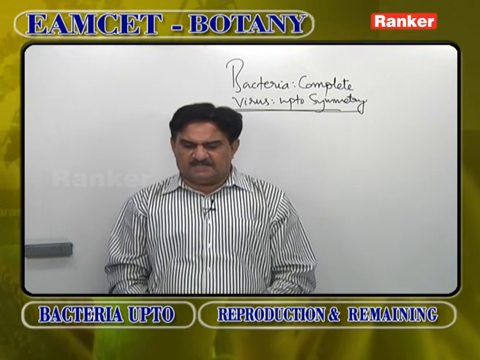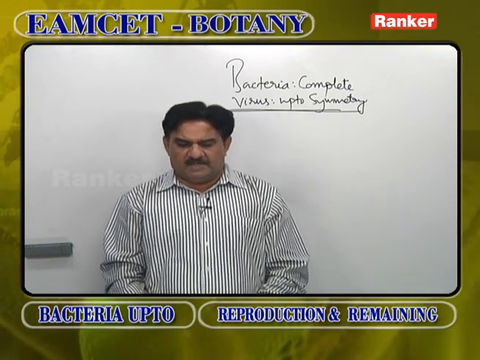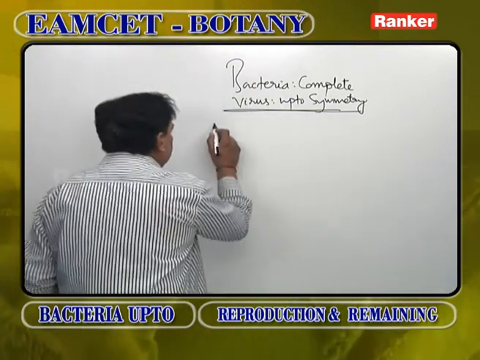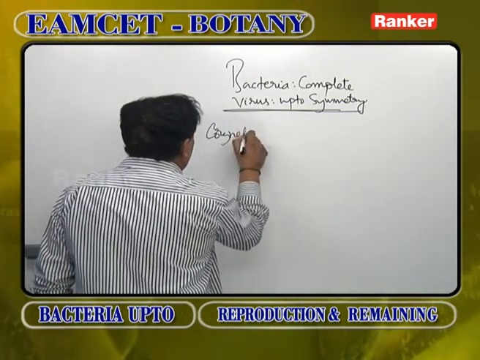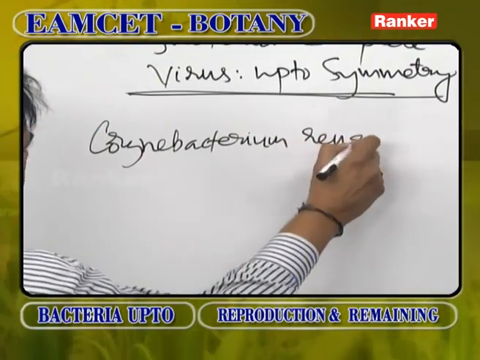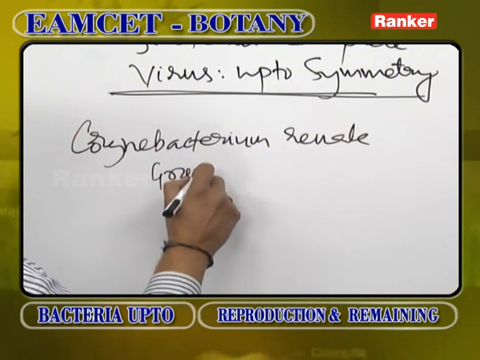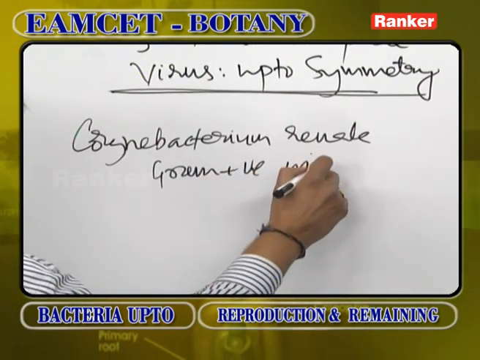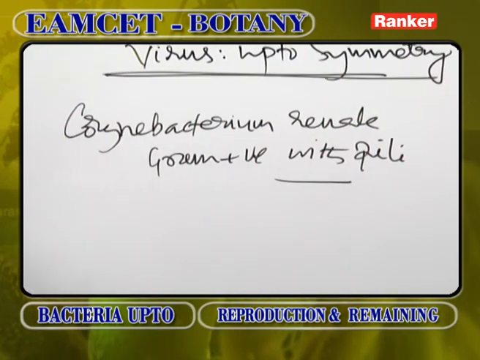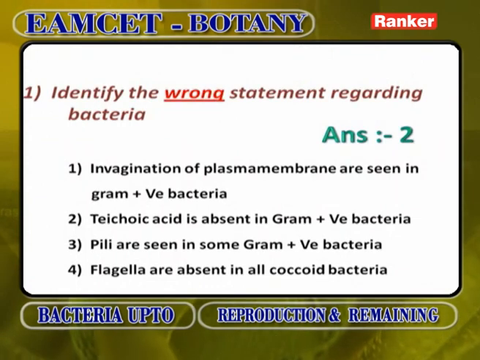Teichoic acid is absent in gram positive bacteria is wrong. Pili are seen in some gram positive bacteria. There is a bacterium by name Corynebacterium renale. This is a gram positive bacterium with pili. So Corynebacterium renale is a gram positive bacterium with pili. So pili are found in some gram positive bacteria is correct.